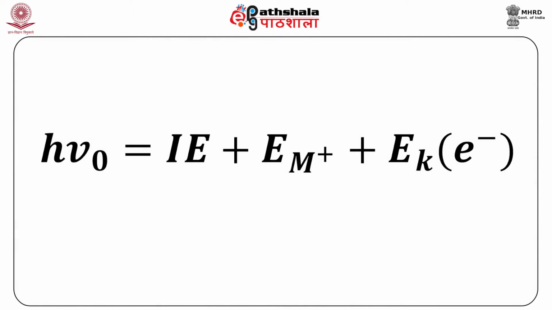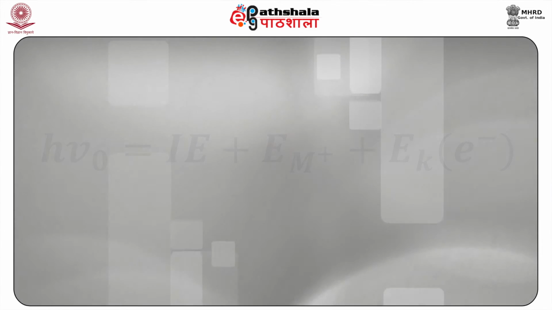Again, ignoring the kinetic energy of the ion, we may write the equation that we talked about as h nu naught is equal to the ionization energy plus the energy of the M plus ion that is produced after ejection of an electron plus the kinetic energy of the electron, where E M plus is the change in internal, that is the vibrational energy of the ion. Therefore, photoelectron spectroscopy provides information about vibrational energy changes of the molecule ion.